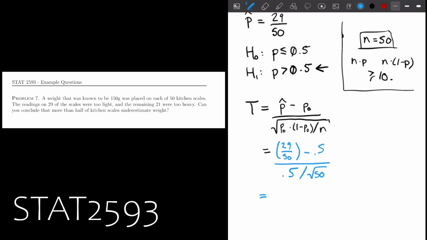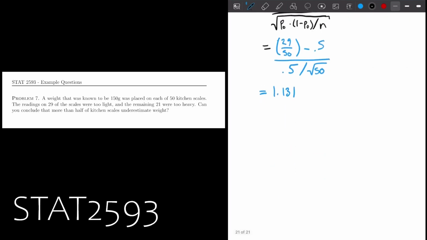Just as we're getting used to doing, we can plug this into a calculator and actually read off some observed value, which in this case is going to be 1.131, right? And at this point, what we'll say is that if the null hypothesis is true, then this statistic should follow approximately a normal 0, 1, right?